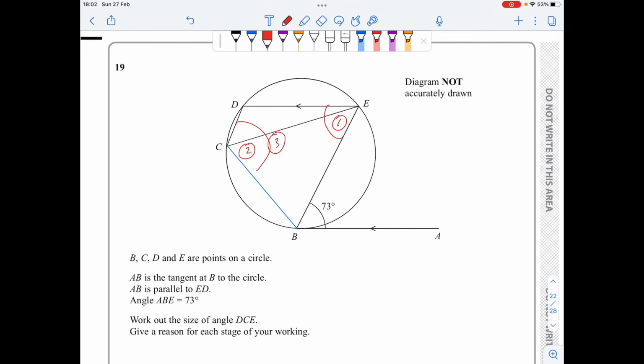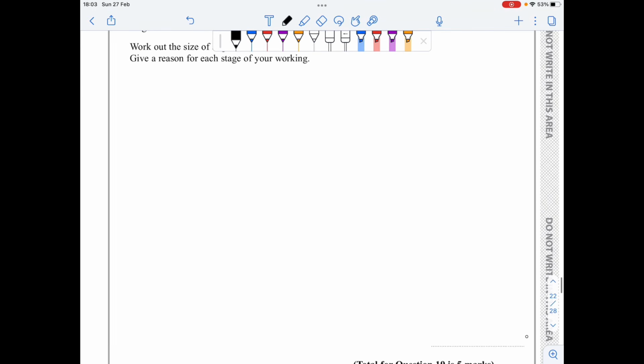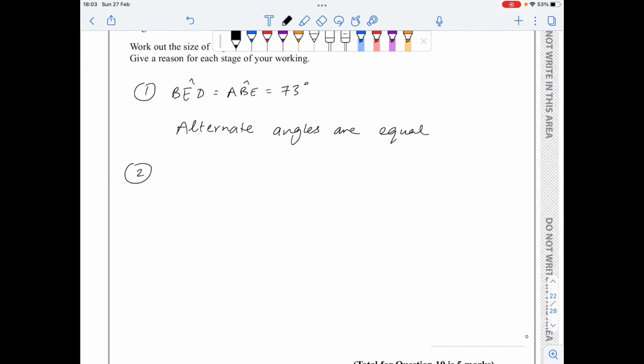So let's write this down. BED is equal to ABE, which is equal to 73 degrees, because alternate angles are equal. Step 2, BCE is equal to ABE, which is equal again to 73, but this angle because of the alternate segment theorem.